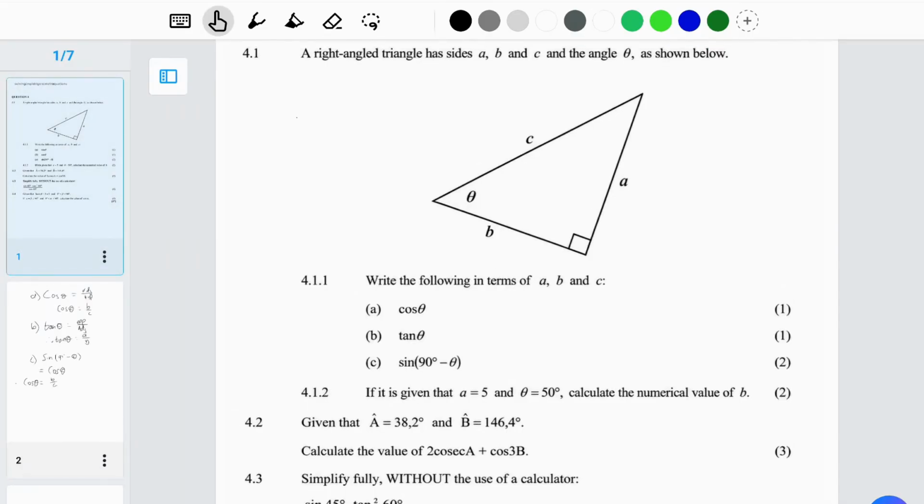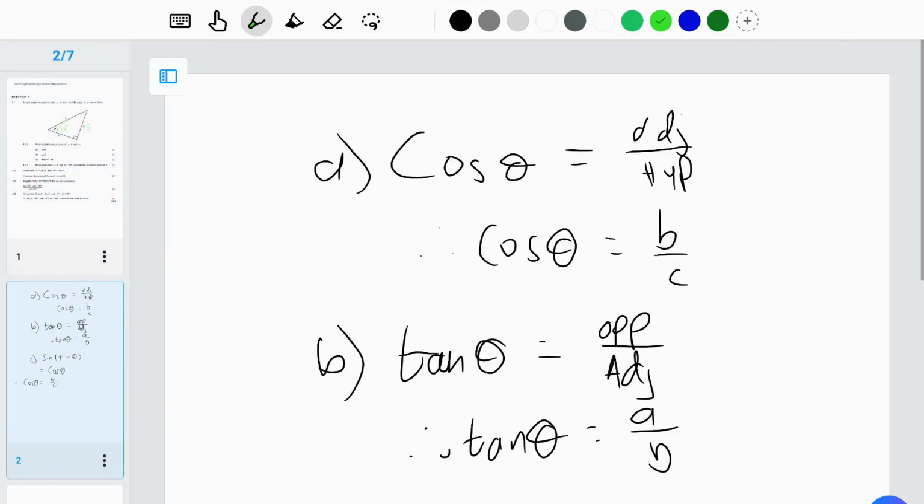Now they're telling us that A is 5, and that theta, this angle, has a size of 50 degrees. So you have an angle and one side, and we need to calculate the value of B. So let's look at this.